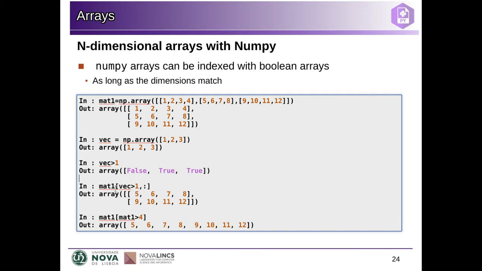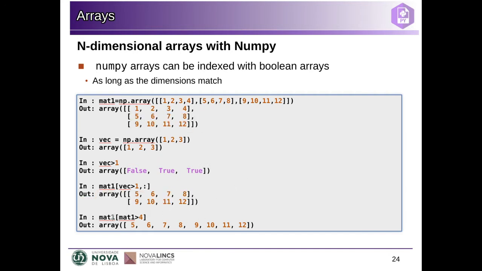And this is a way I can use for indexing arrays. Instead of just having one index like we have in lists, if I have a 2-dimensional array, I have 2 indexes for the rows and the columns. So in this case, I'm saying that I want the rows where this vector is larger than 1. So the rows that correspond to this vector being larger than 1, and all the columns. Since this is false, true, true, this will give me not the first row because there's a false there, but it will give me the second and the third row. So I have this part of the matrix here.